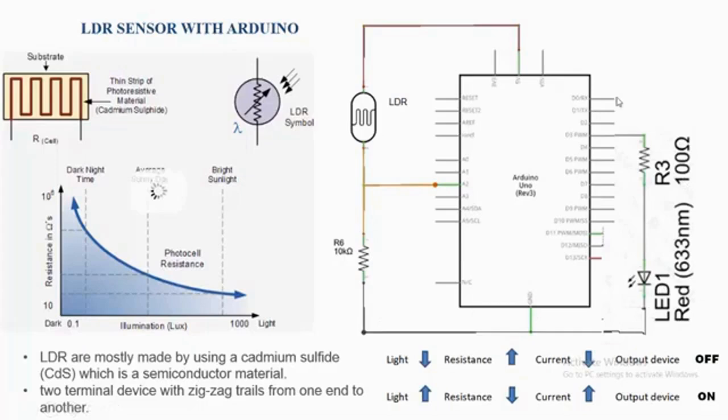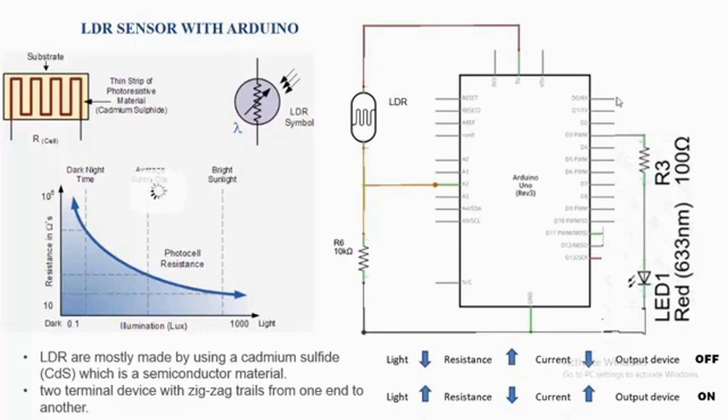Now what will happen if the light decreases? That means the intensity of the light decreases, the resistance value is going to increase, and the current decreases, so the device is going to the off position. If the light increases, the resistance value is going to decrease, current is increasing, and the device becomes on.